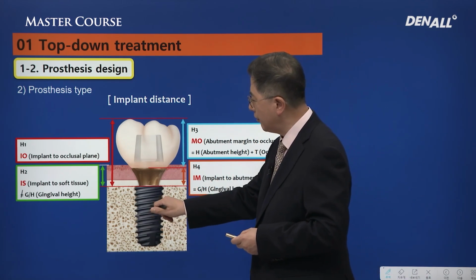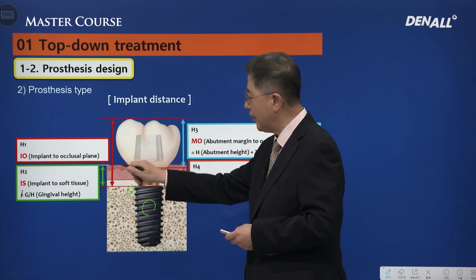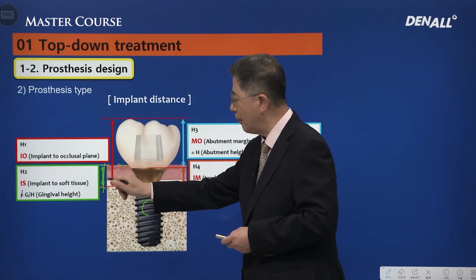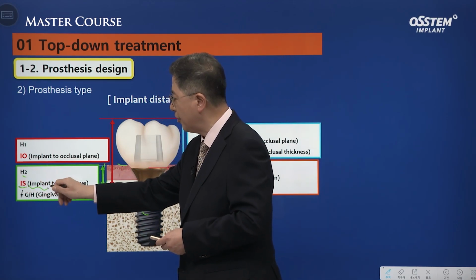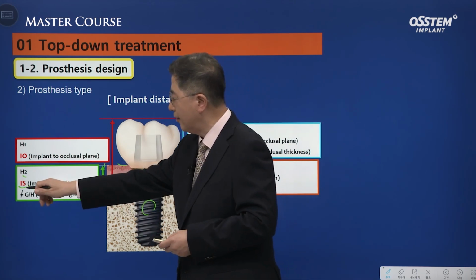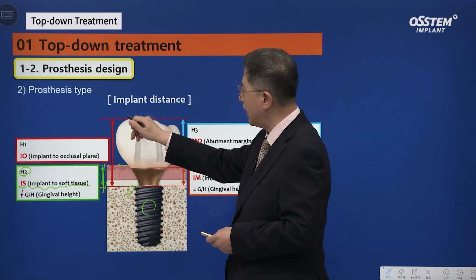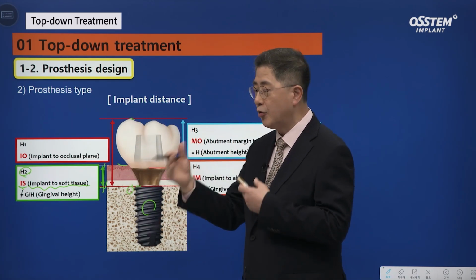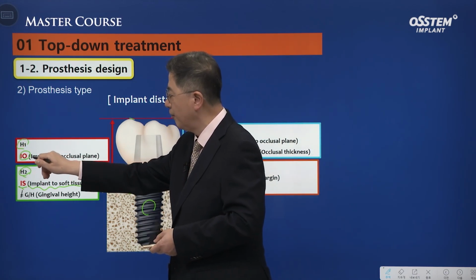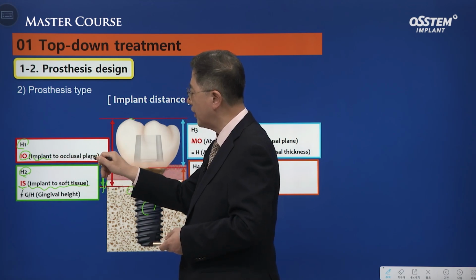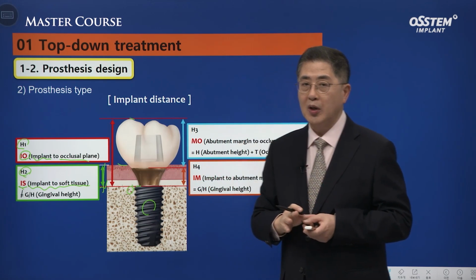In terms of implant placement, I often mention this. The implant needs to be in the bone, and the implant top should have at least 3 millimeters of space from the gingival line. This is referred to as IS or H2. The space from the implant to soft tissue is referred to as H2 or IS. From the implant top to the antagonist, the total space needed for the prosthesis is labeled as H1. Here it is marked as IO. It is the distance from the implant to the occlusal plane.